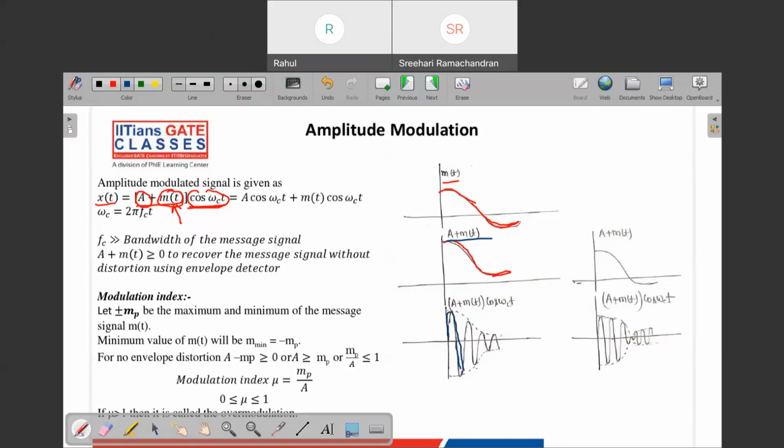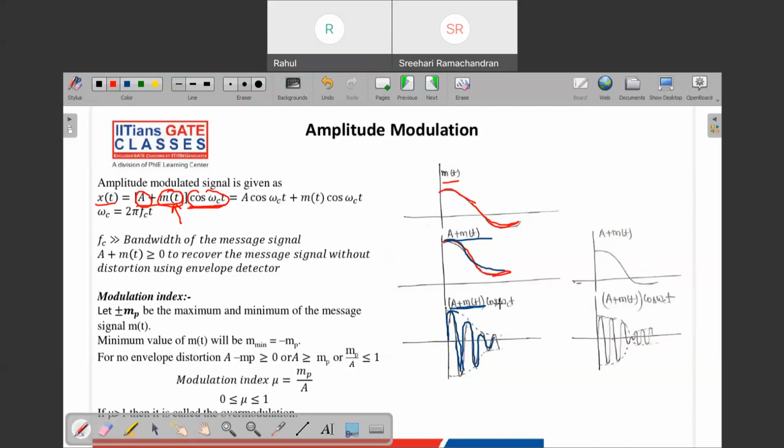So this is like a cos omega ct, but its amplitude is varying because a plus mt is a function of the message. As the message varies here, the amplitude of a plus mt cos omega ct is also varying with the message. Okay? So this is how the waveform looks, its amplitude changing with the message.